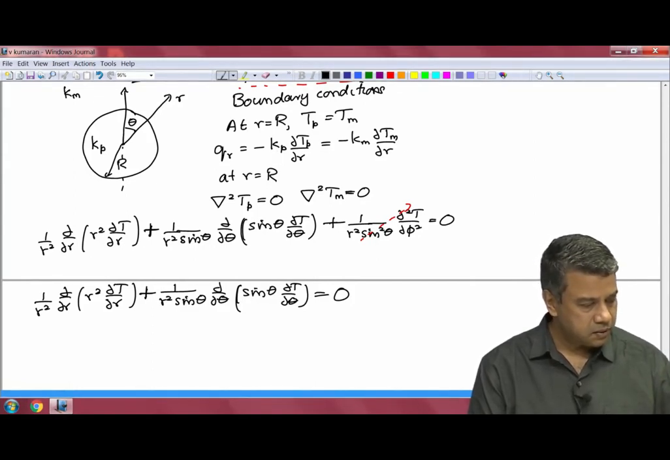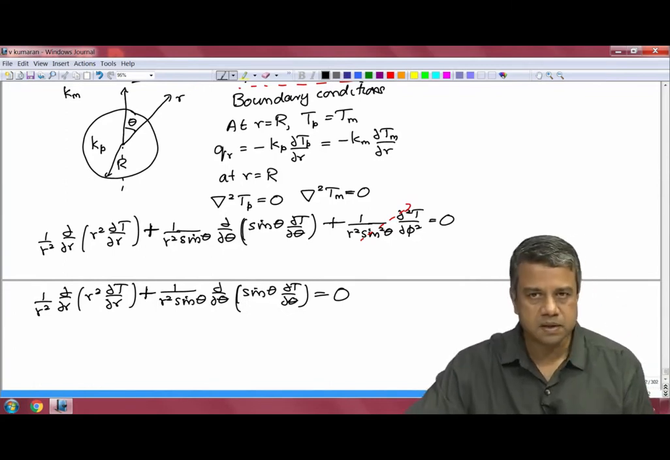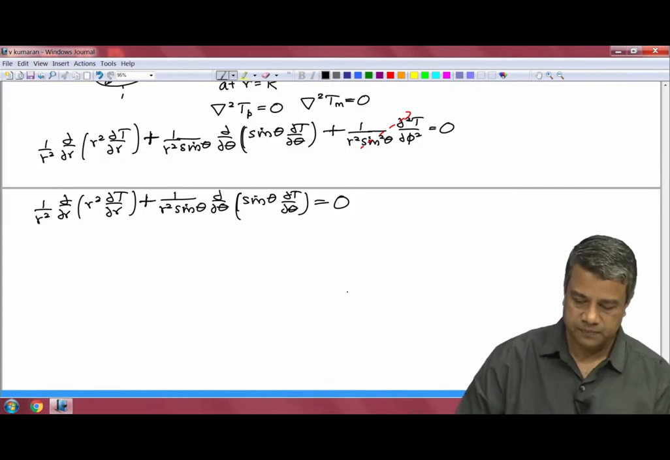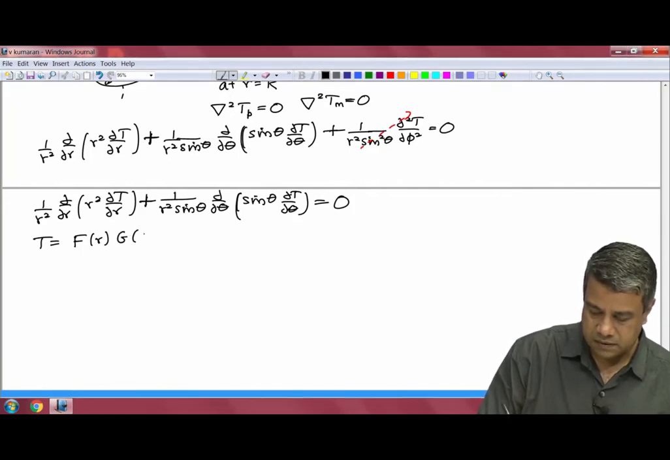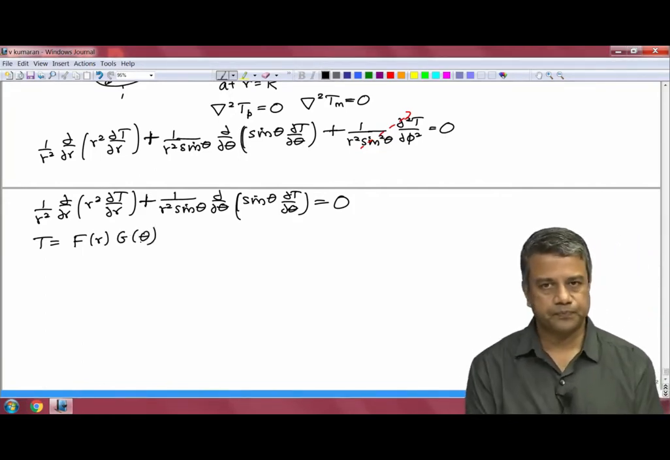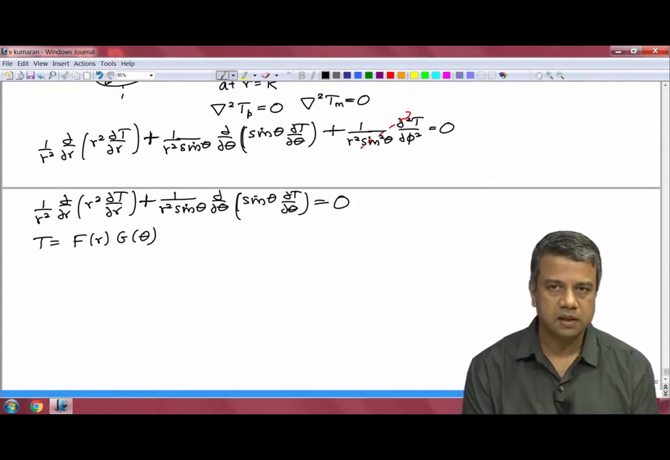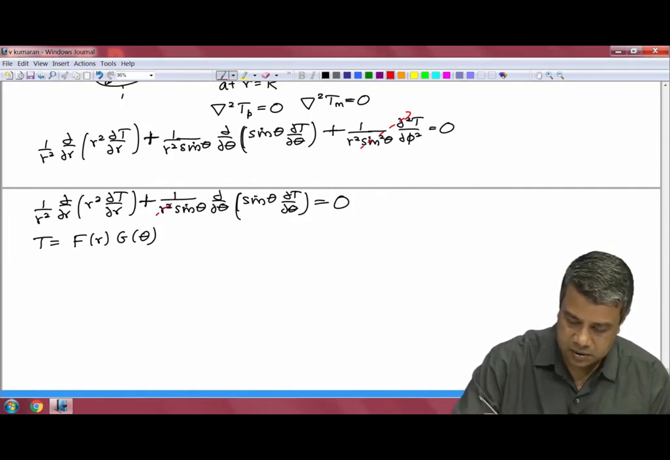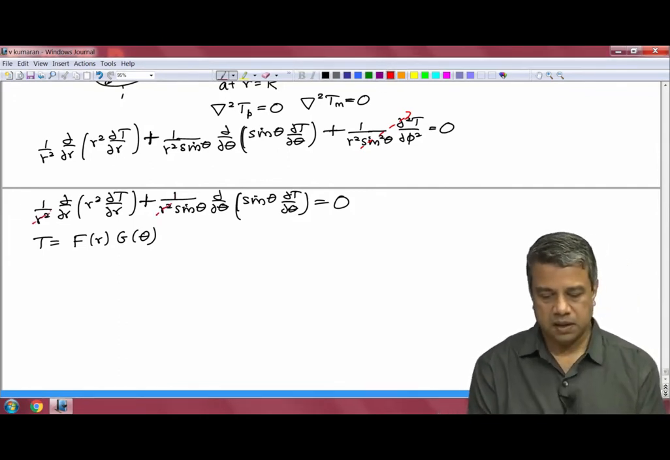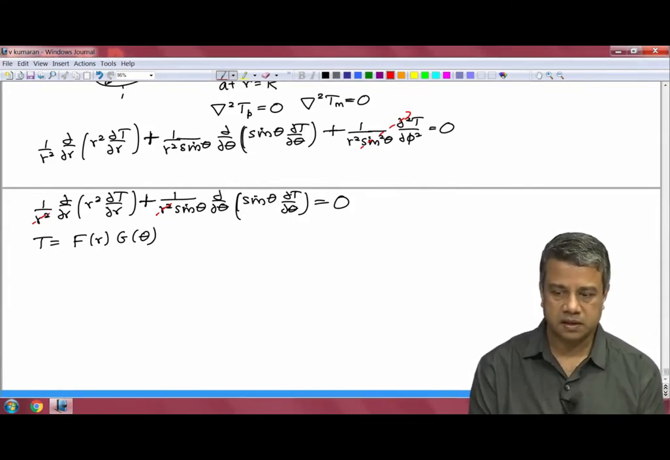Now, how do we solve this equation? Laplace equation, separation of variables. Express T is equal to f of r times g of theta. Multiply the equation by r square, and if you multiply the equation by r square, these two terms will go away, and substitute f times g and divide throughout by f times g.